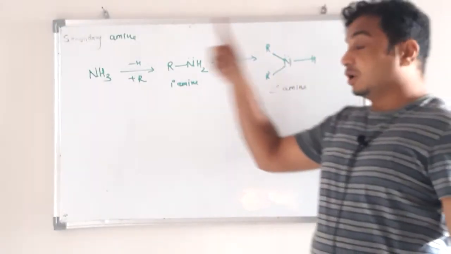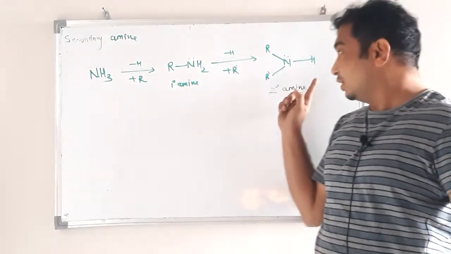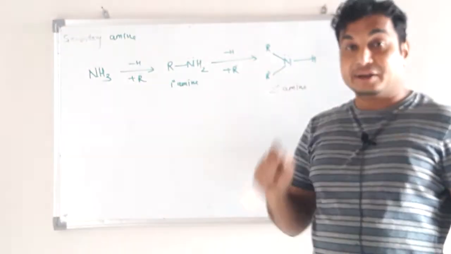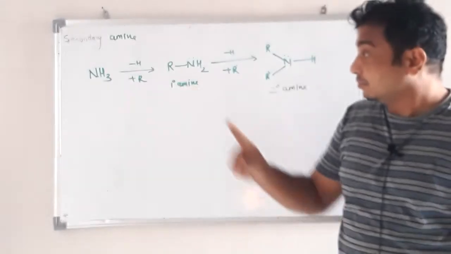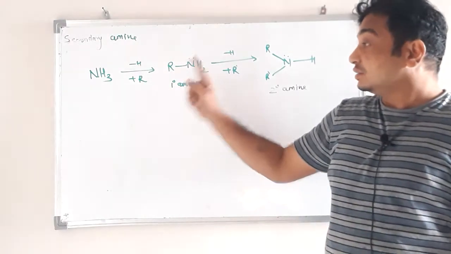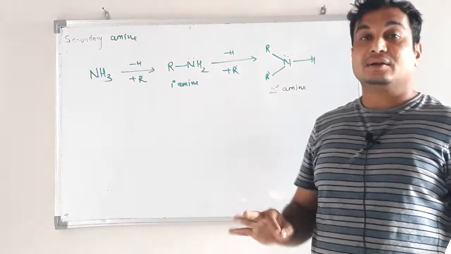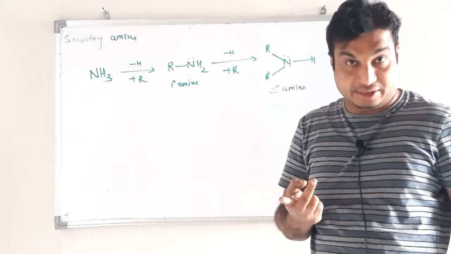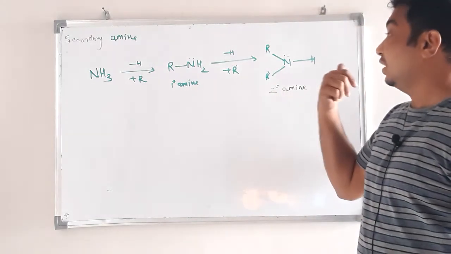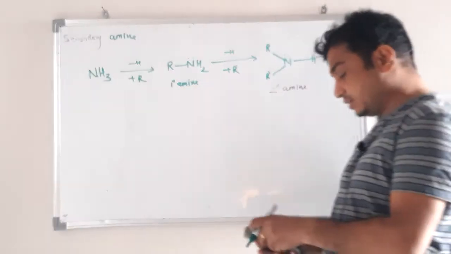Secondary amine is derived from ammonia, because we have obtained this from ammonia by replacing two hydrogen atoms attached to nitrogen by the same or different alkyl group or aryl group, or both alkyl as well as aryl. That is called secondary amines. Let us have an example.